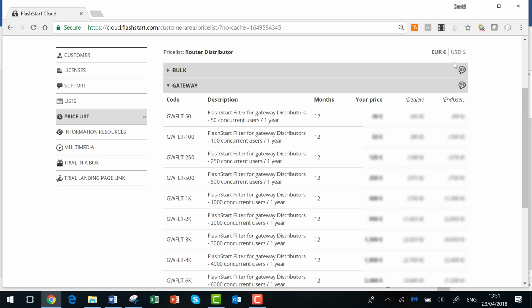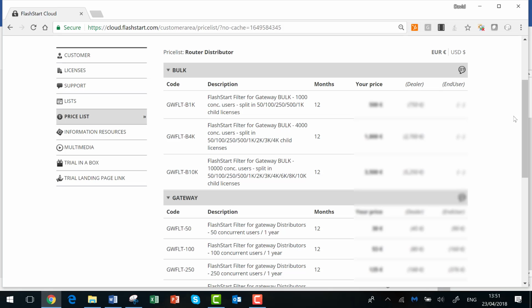Let's now take a look at the bulk pricing. The bulk pricing is closely related to the individual license prices in the gateway price list. Here you can see that there are three products, bulk licenses for 1,000, 4,000 and 10,000 concurrent users respectively. These three packages can be sold to your resellers, and the reseller can split those up to sell them at a lower cost to their end customers. So I do emphasize that it's the reseller, not you the distributor, that makes the splitting.